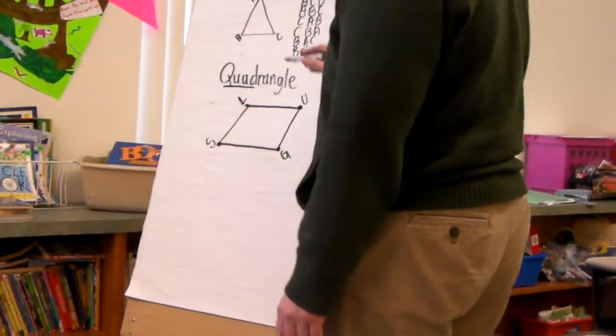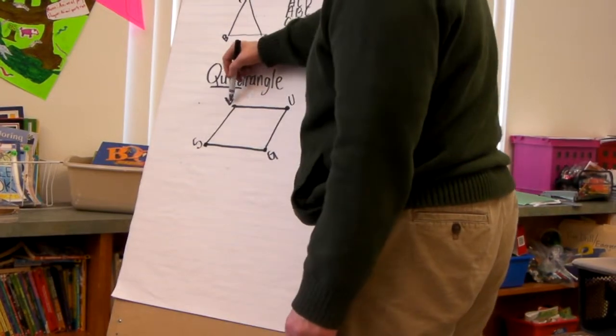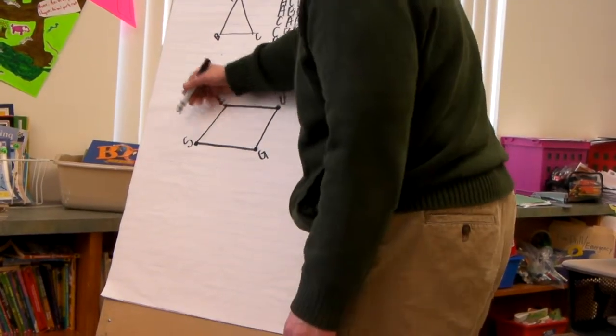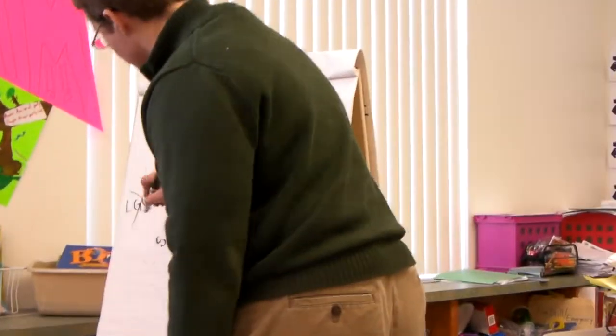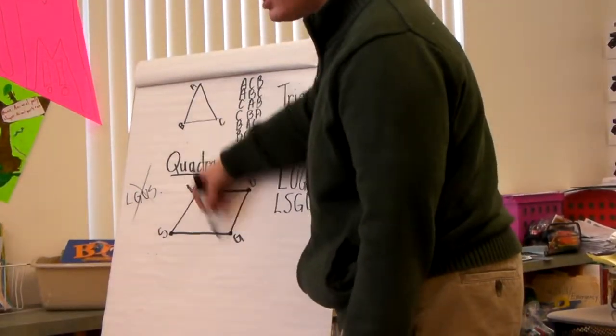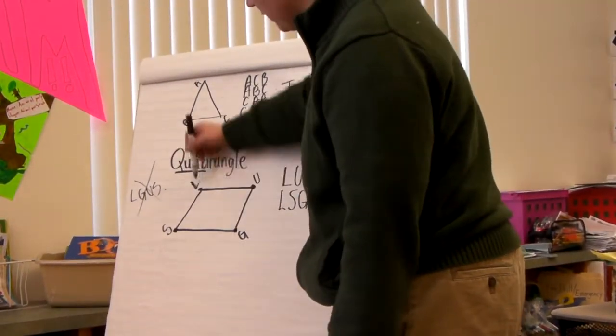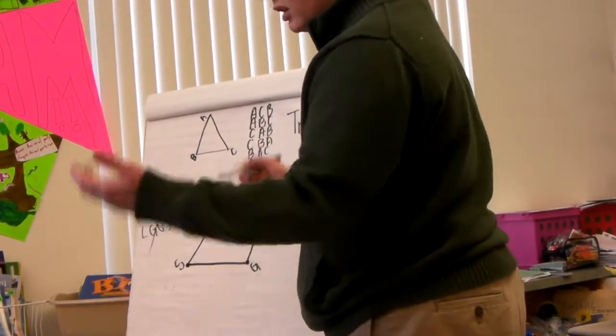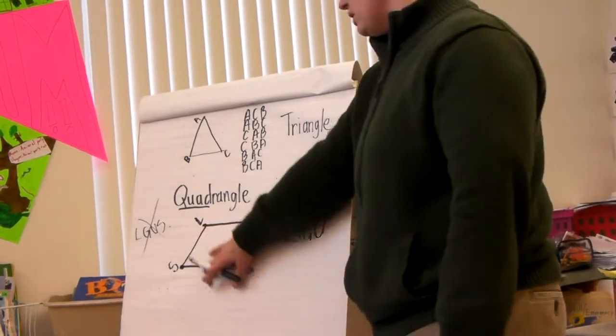Are you guys seeing how I'm getting these names? I have to go in order. I can't do L, G, U, S, right? I'm going to write it here, L, G, U, S. That's a big fat no. Okay? Because L, G, that's not beside each other. That would be a name for some funny shape. L, G, U, S. Okay, that's not this shape.